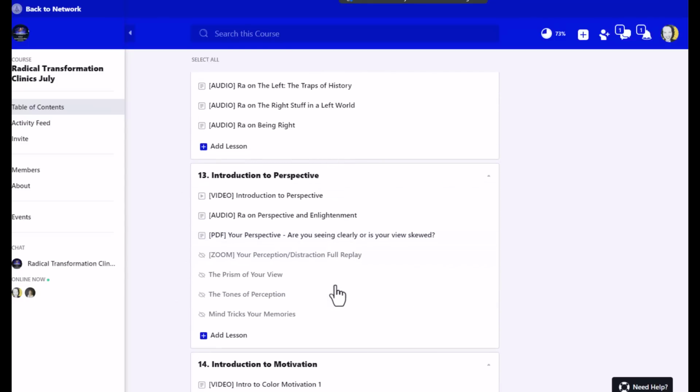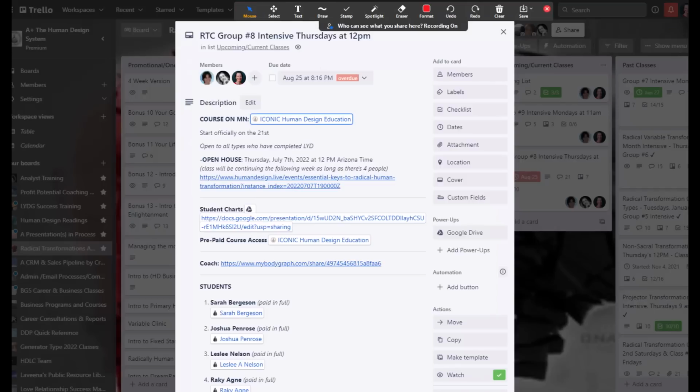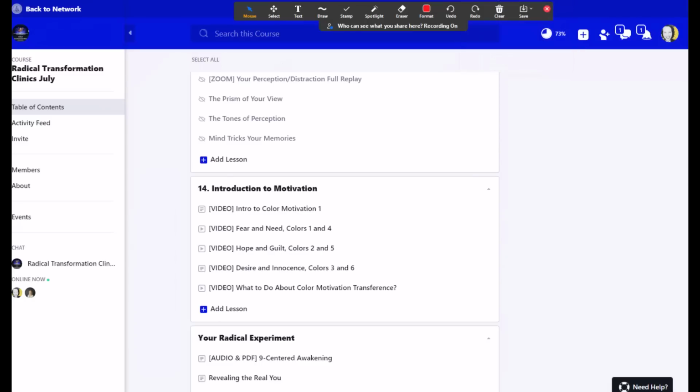What happens is that the PDF, individually for each of you, so a kind of analysis, will be given to you separately, privately. Okay, so I hope that makes sense.